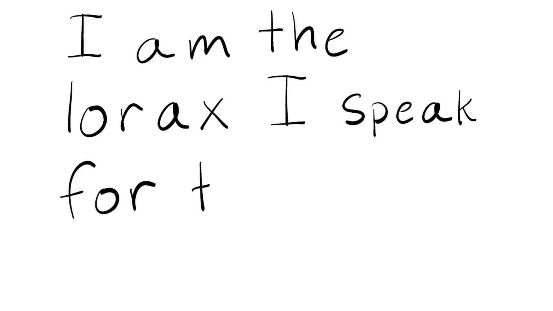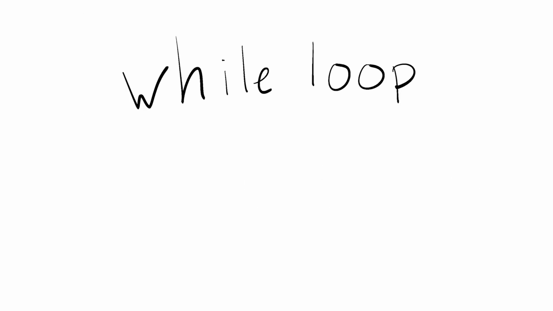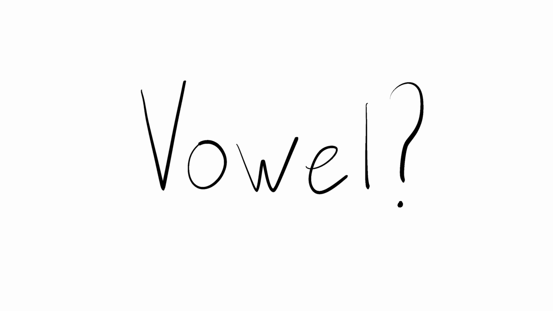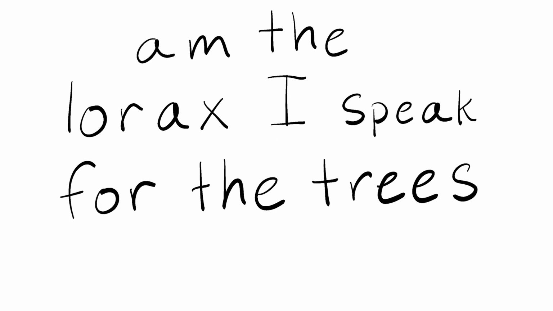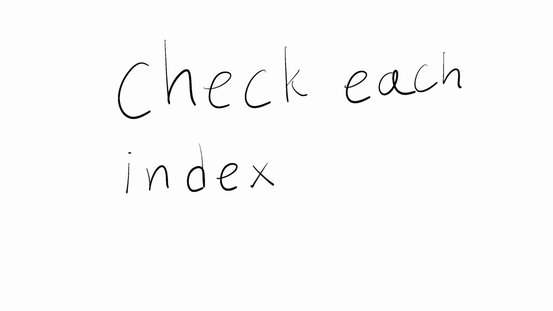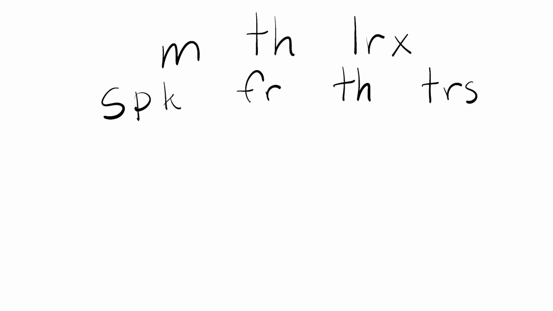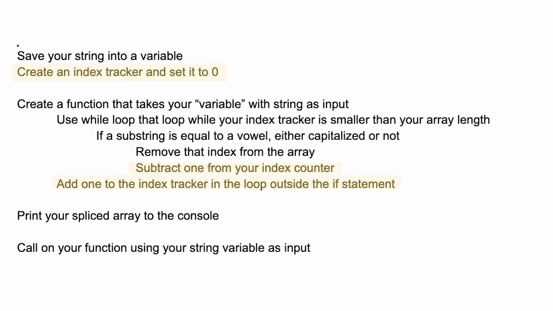Save your string into a variable and create an index tracker that is set to 0. Then, loop through each index. If that index is a vowel, it removes that index and subtracts 1 from the tracker. Outside this if statement, add 1. This counter ensures that if an index is removed, it does not skip over the index it is replaced with.